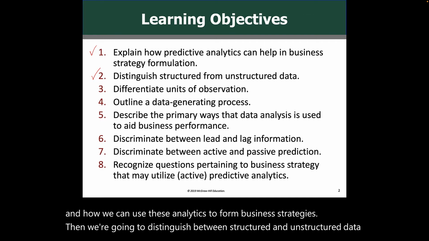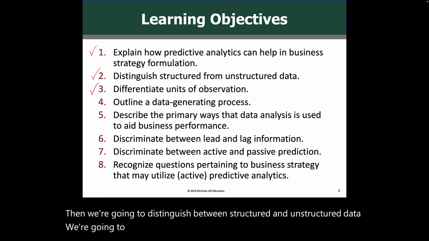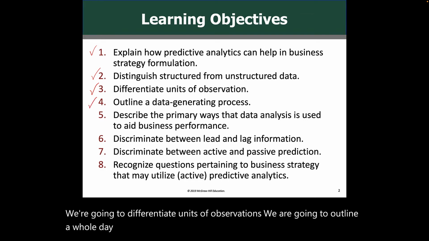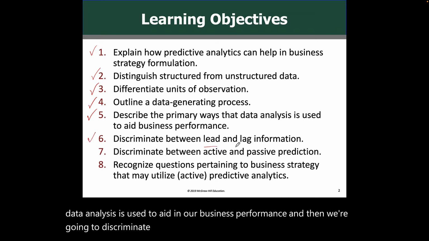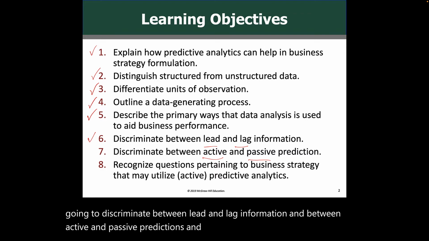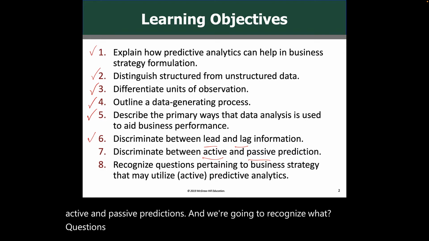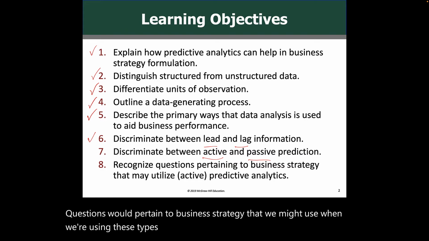We're going to differentiate units of observations. We are going to outline a whole data generating process. We're going to describe the ways that data analysis is used to aid in our business performance. And then we're going to discriminate between lead and lag information and between active and passive predictions. And we're going to recognize what questions would pertain to business strategy that we might use when we're using these types of predictive analytics.